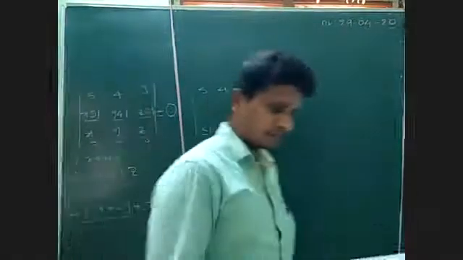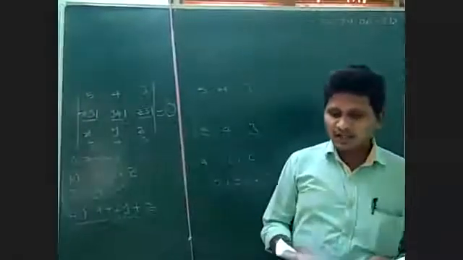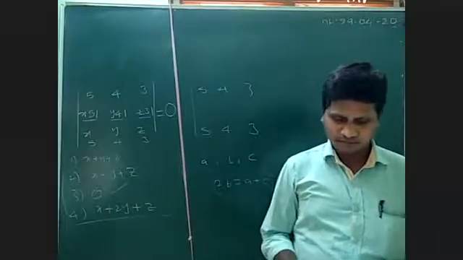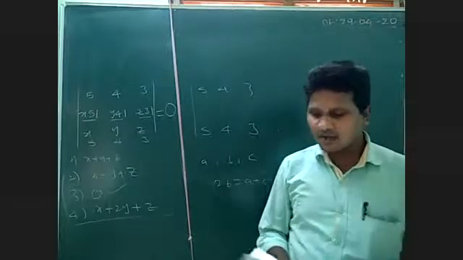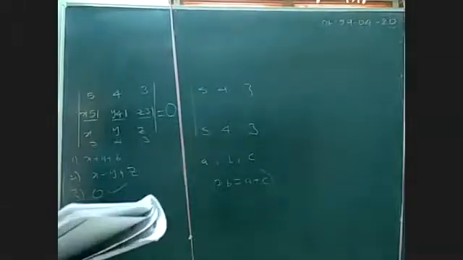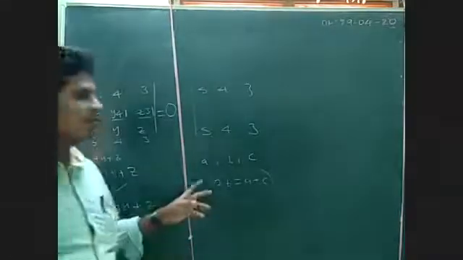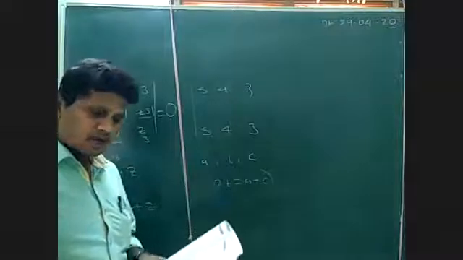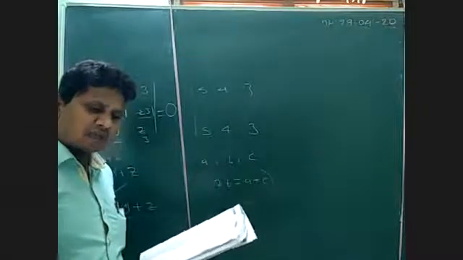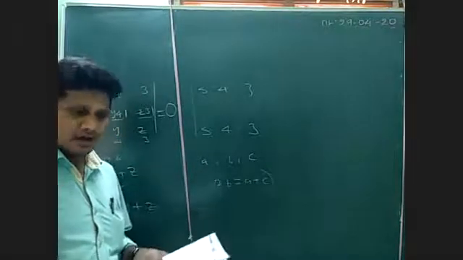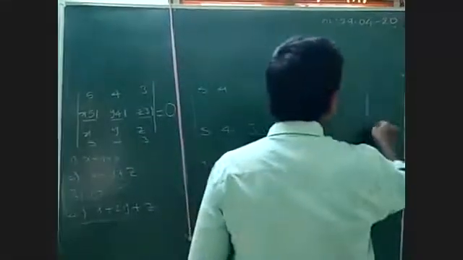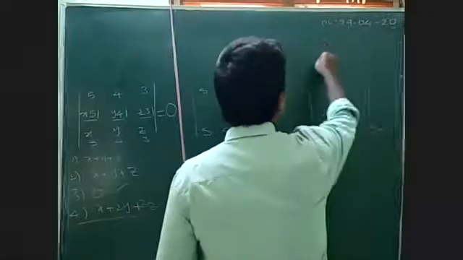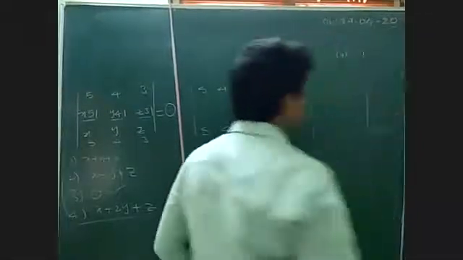Okay. Next, question number 19. Question number 19 we already did, but here, if the entries in a 3 by 3 determinant are either 0 or 1, we discussed one question this morning. Then what is the greatest value of the determinant? The question is related to a 3 by 3 determinant whose entries are 0 or 1.